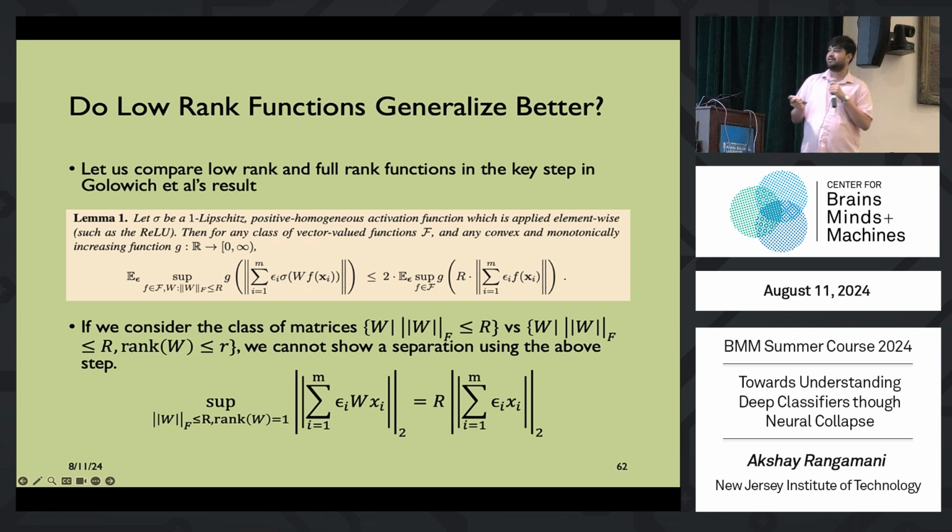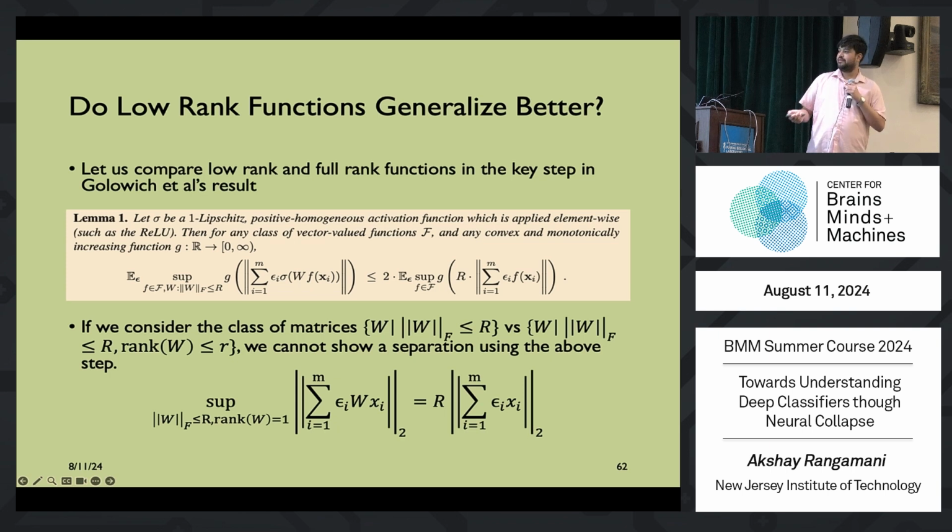So the problem here is that if you consider the class of matrices which are norm bounded, and then those which have the same norm bound but are supposed to be low rank, you cannot show a separation between these. The insight is that even with rank 1, you can get the same bound that you get from a full rank matrix. You just set this rank 1 matrix to be equal to the sum over epsilon_i x_i, a normalized version of that vector, and then you can hit the upper bound.